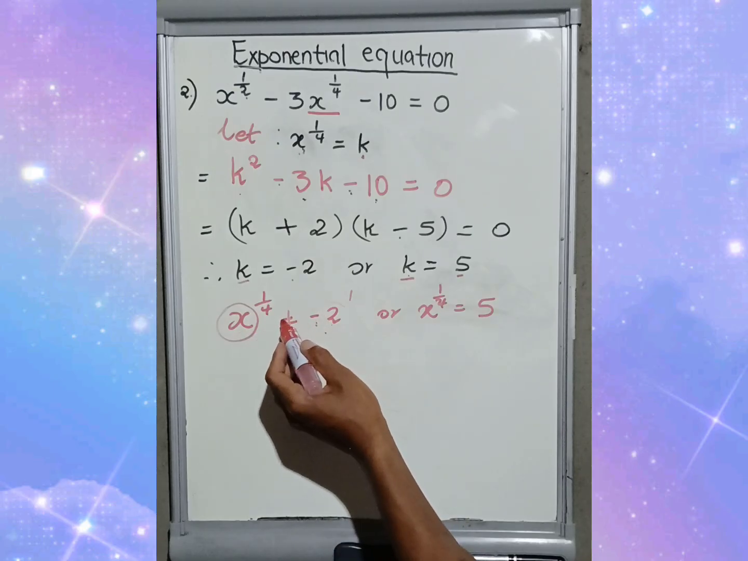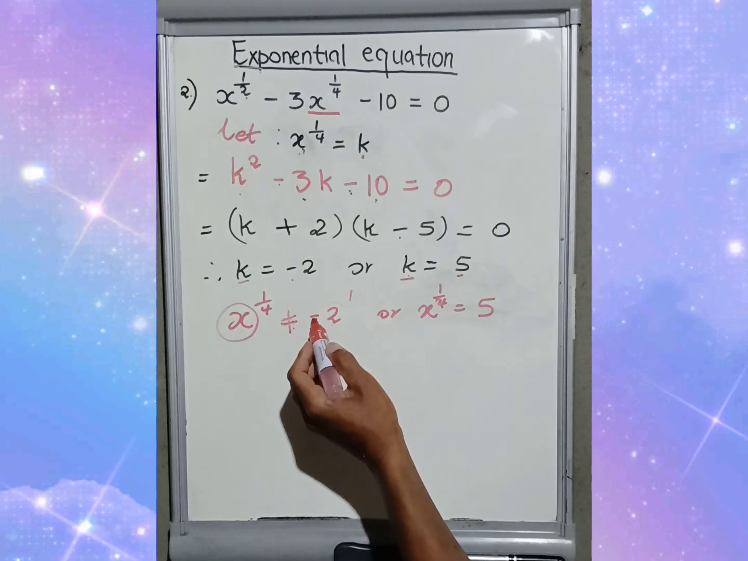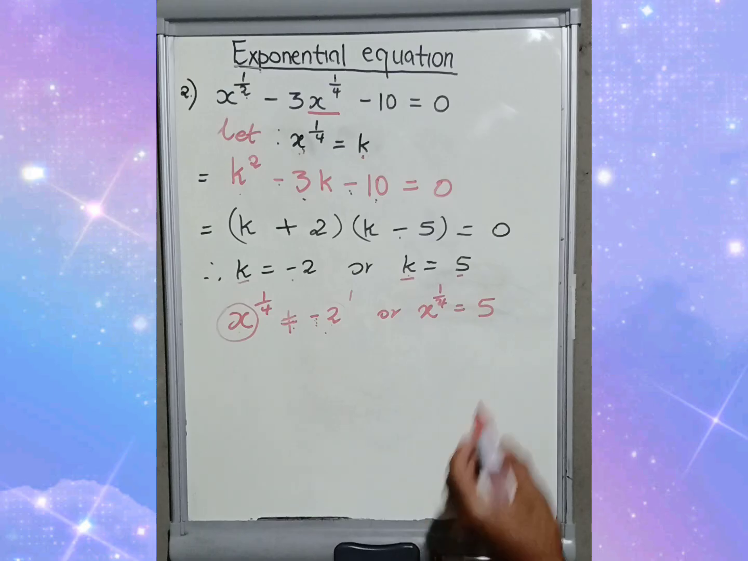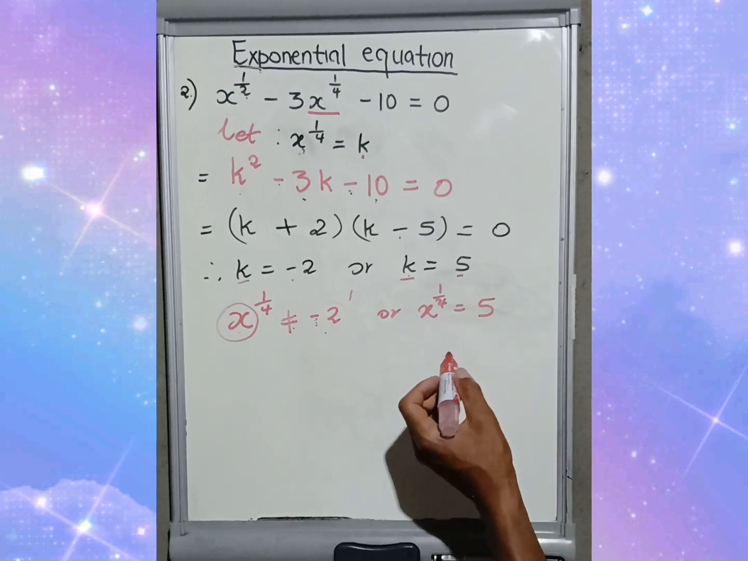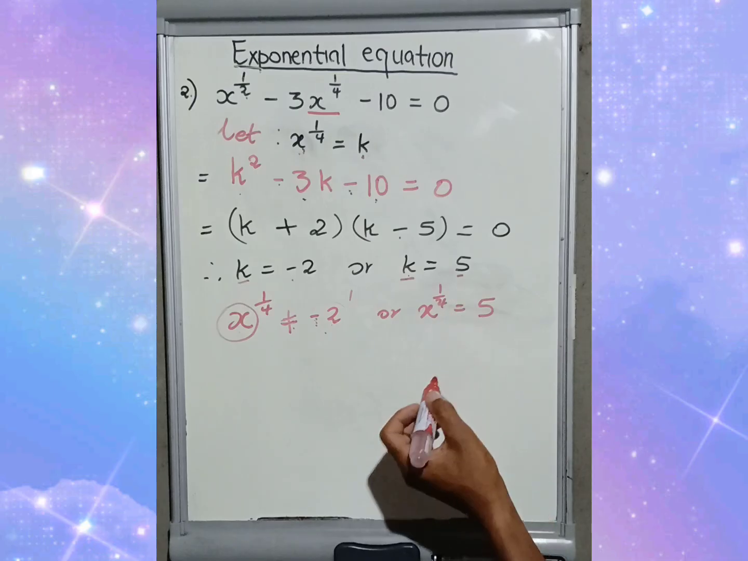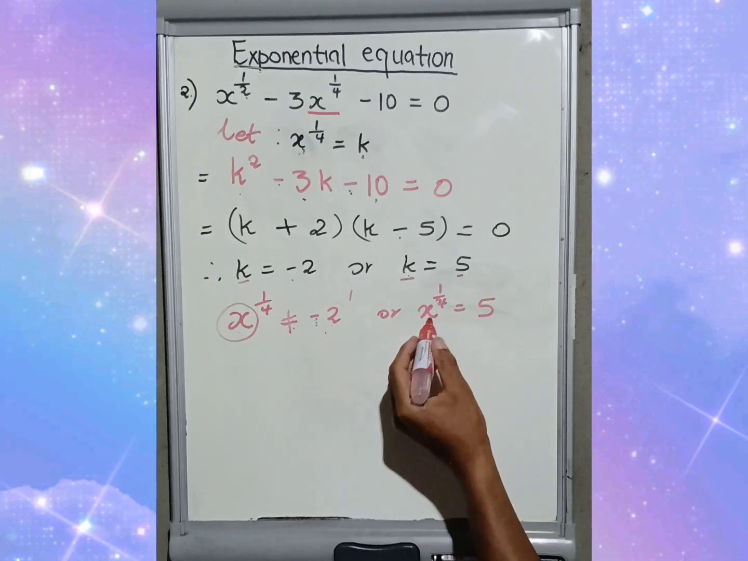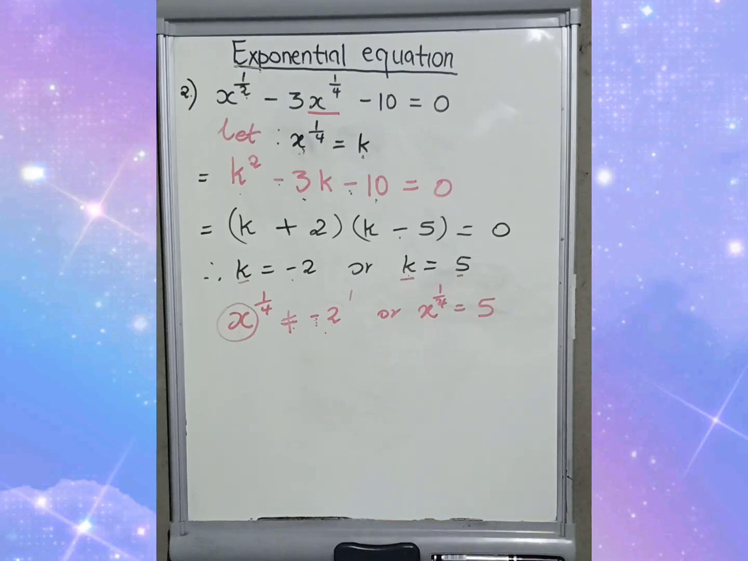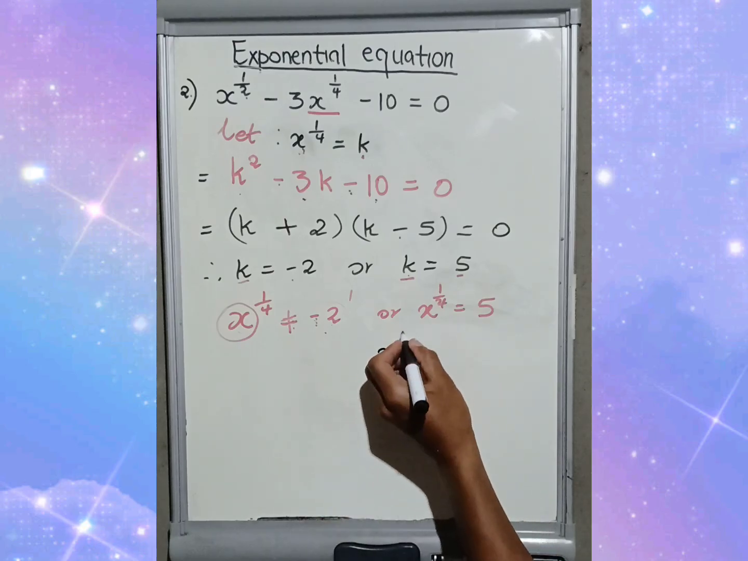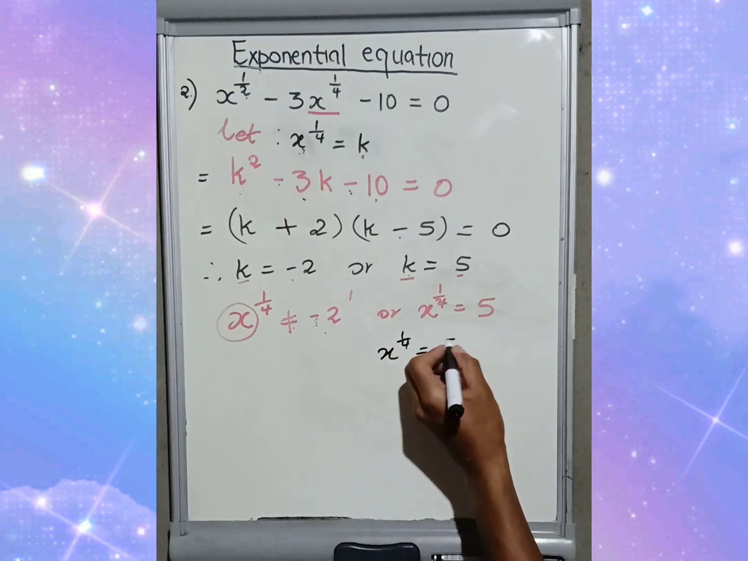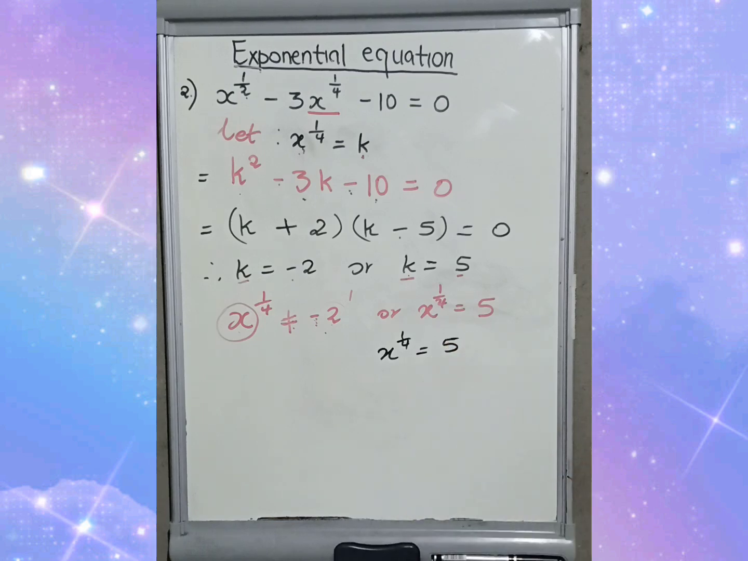Therefore that's why it's not. Okay, since the base now it is negative. But this one, it is possible. How? Let's check. Then we're going to say that on this side we have x raised to 1/4 equals 5. Okay, then how are we going to solve this one?